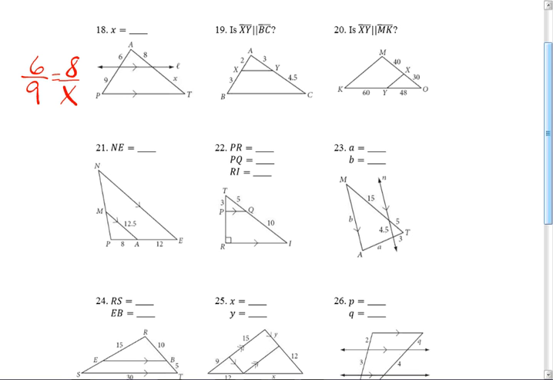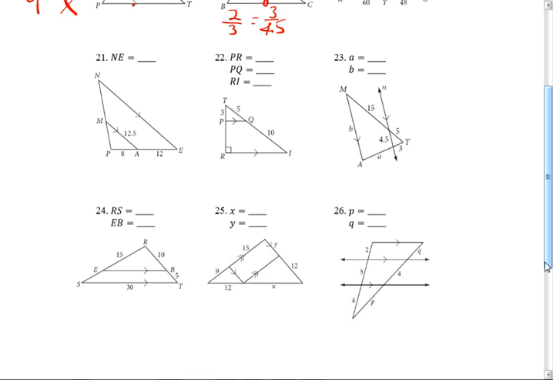How about number 19? Are these lines parallel? This only is true if this line here is parallel. Well, it's 2 to 3, the same as 3 to 4.5. And the easy way to know that is to cross multiply. 3 times 3 is 9. 2 times 4.5 is 9. That's the easy way to do it, cross multiply. You could take your calculator and divide it out.